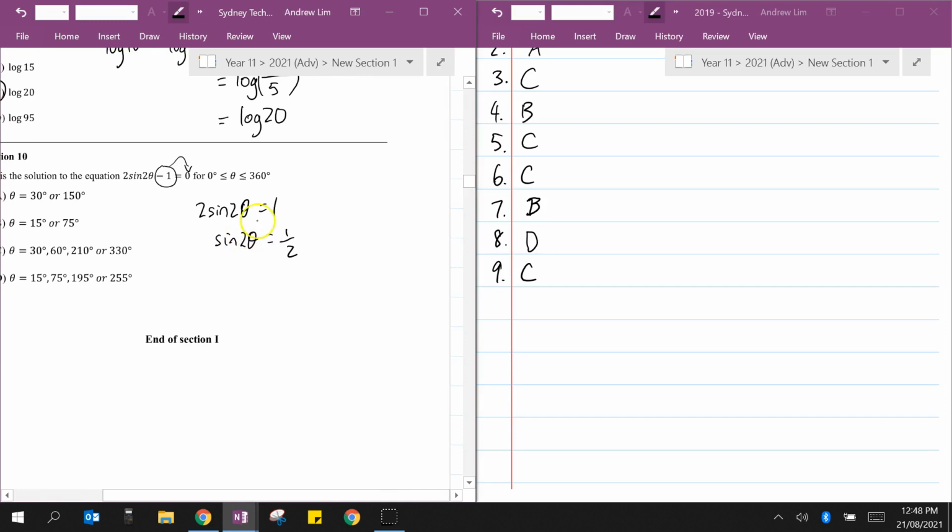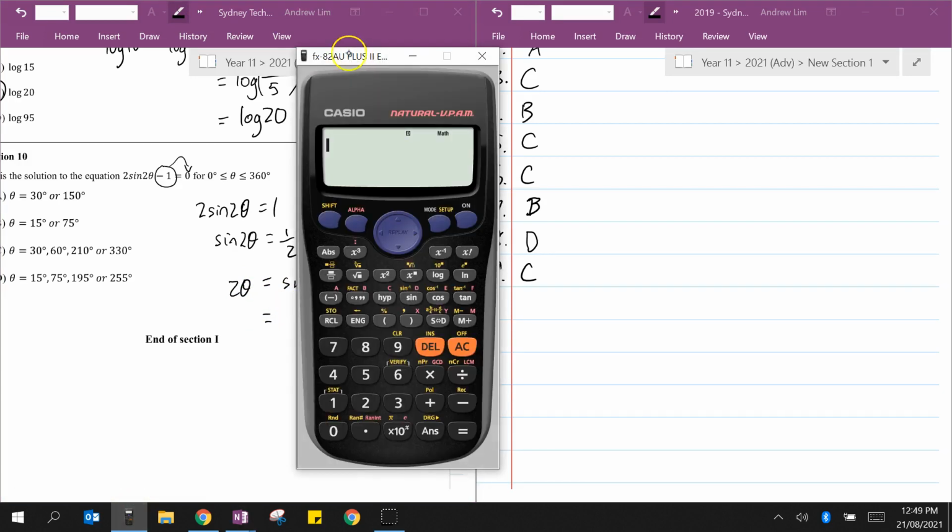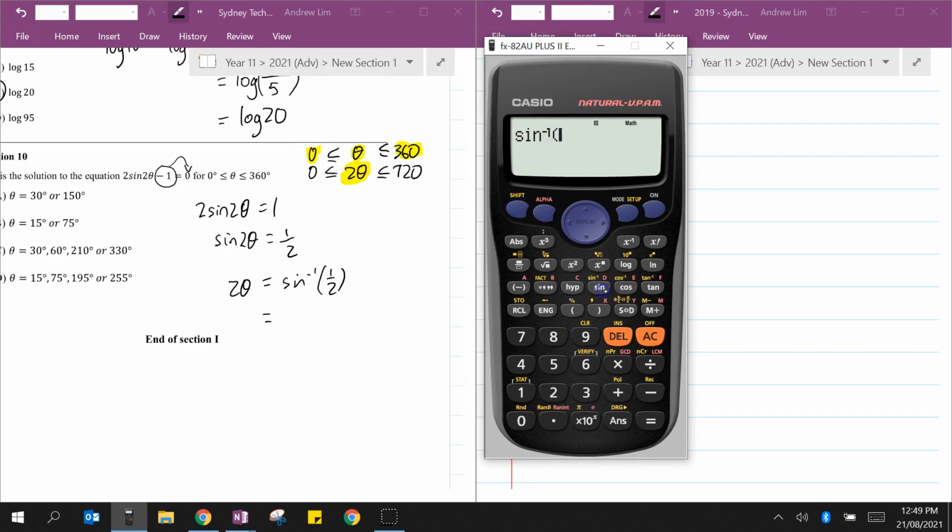Now because of this 2 theta, it's actually going to change the domain to 0 is less than or equal to 2 theta, which is less than or equal to 720, because we need to multiply each of these by 2. So we can get the 2 theta. So that means that the angle 2 theta will equal to inverse sine of half. Inverse sine of half is 30 degrees.